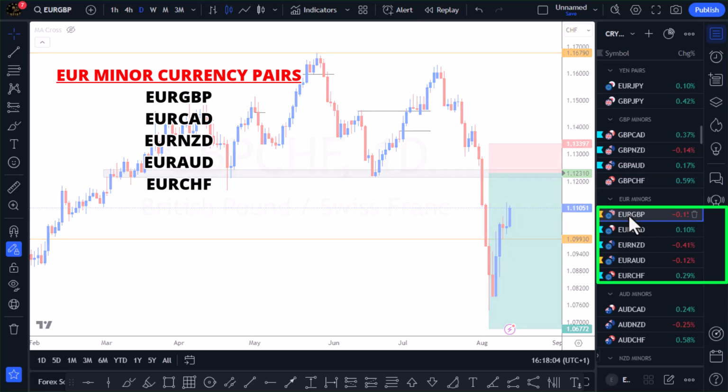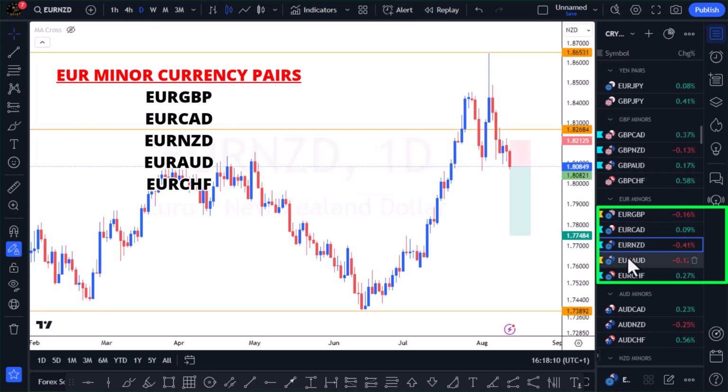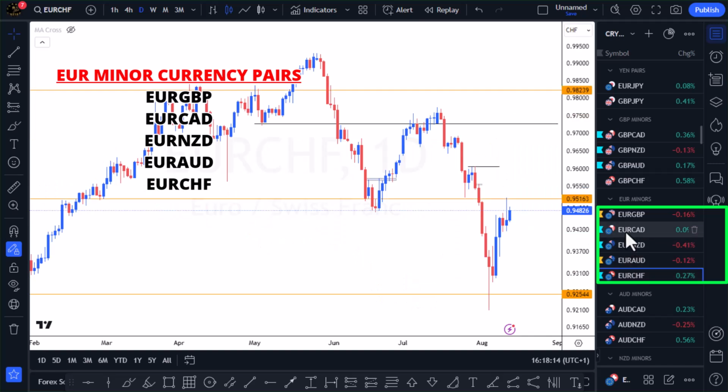We have the euro paired against Great Britain. We have the euro paired against the Canadian dollar. We have the euro paired against the New Zealand. We have the euro paired against the Australian dollar. We have the euro paired against the Swiss. So these are the euro minor currency pairs.